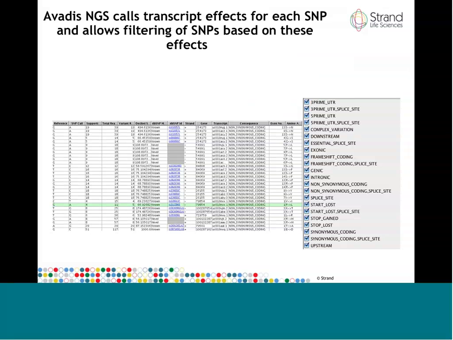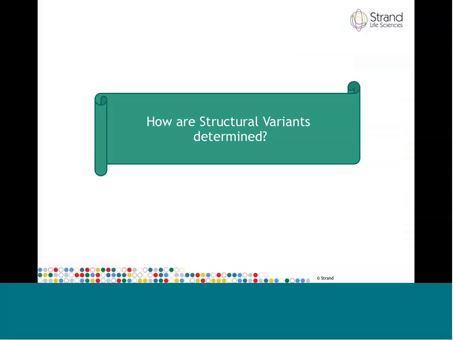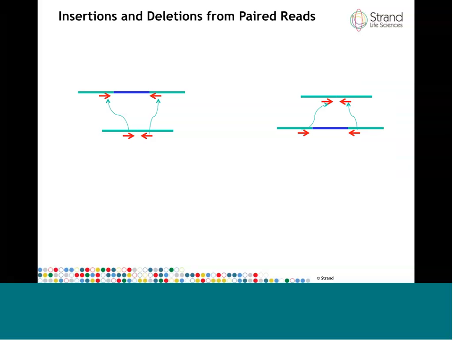Finally, let's look at how long insertions and deletions, and more complicated variants like translocations and inversions, are determined. Avadis NGS has a built-in structural variant finding algorithm, and that algorithm works using paired end data, and it works on the following principles. So let's look at how a deletion is found.